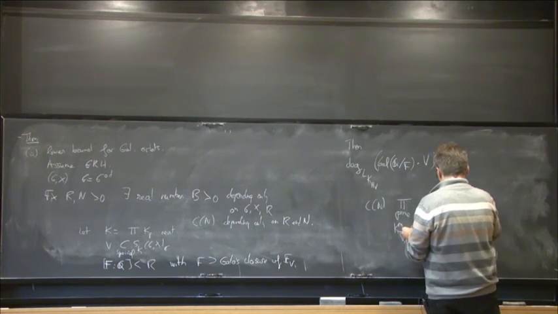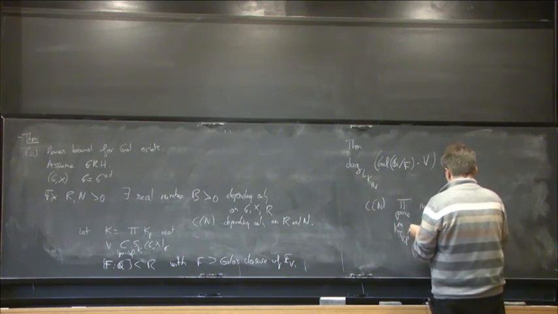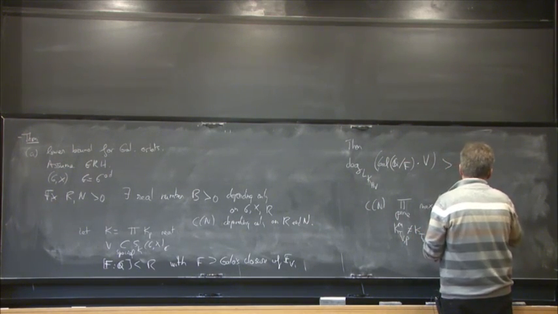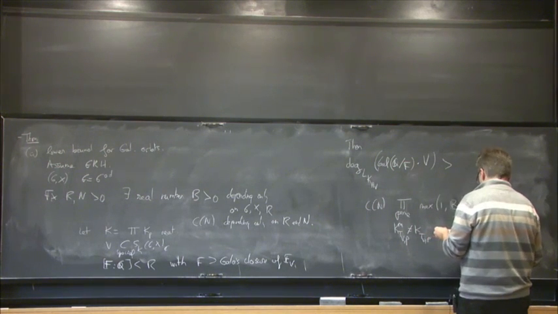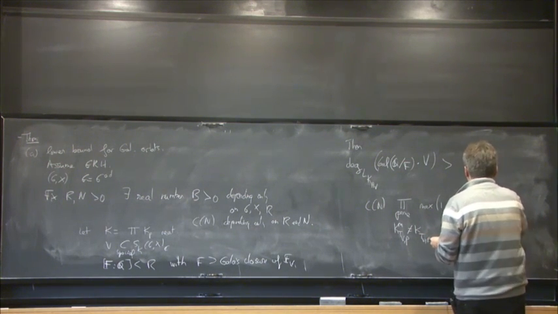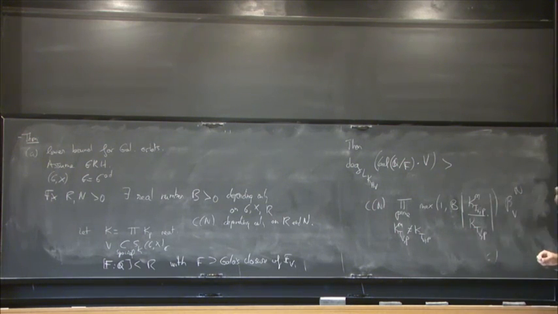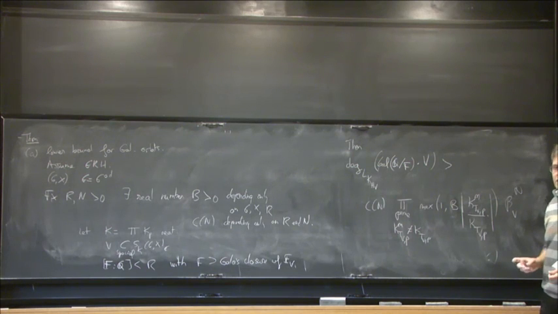Max of 1 and then B times this difference. I should have prepared slides, it would have been easier, but I didn't have time. Well, anyway, it tells you that you have a lower bound for these Galois orbits. They depend on different things.